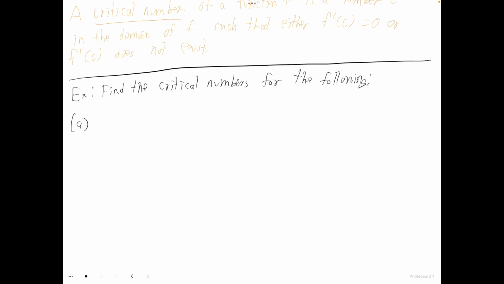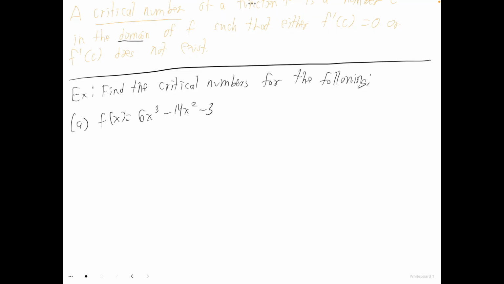So first we're going to look at the function f of x equals 6x cubed minus 14x squared minus 3. So we want to find all of its critical numbers. The first thing to be aware of is this function's domain is all real numbers. And so any place where the derivative does not exist or is 0 will be a critical number. That's an important thing to be aware of.